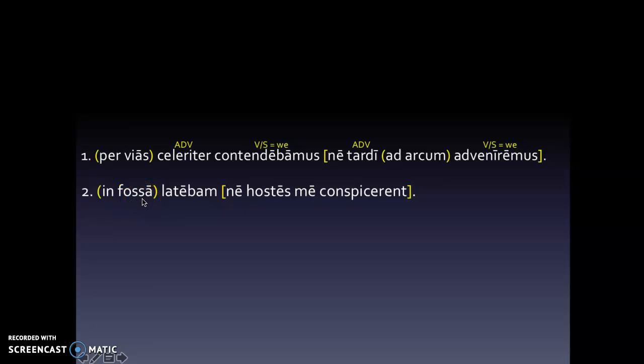Another prep phrase. Our purpose clause starts with ne, ends with a subjunctive. Here's our main verb, no nominative in the main clause, but the ending tells us the subject is I. Nominative subject, accusative direct object, and a verb. So I was lying hidden in the ditch so that the soldiers would not catch sight of me.